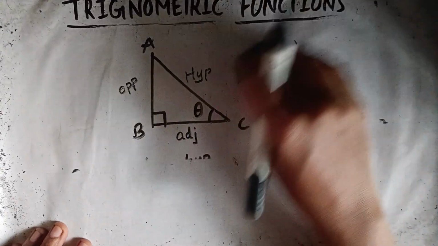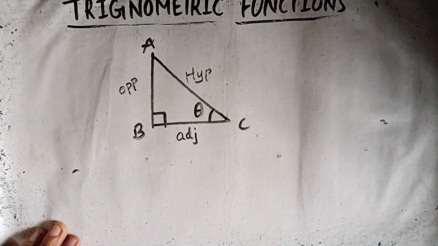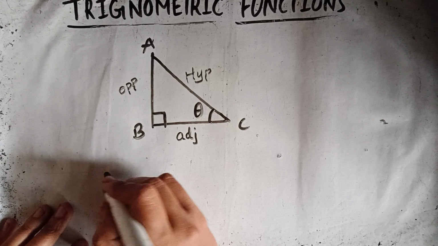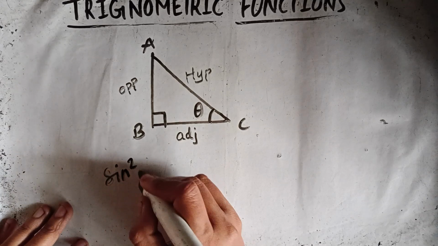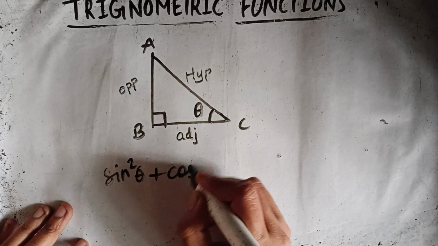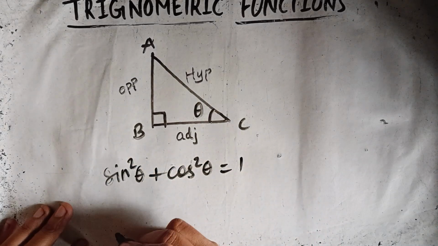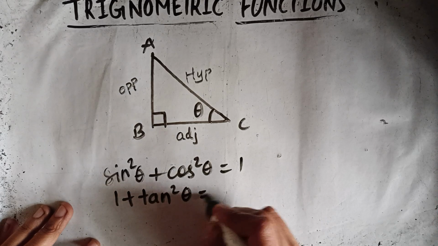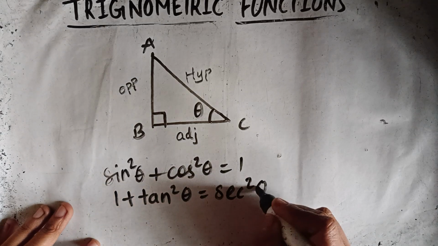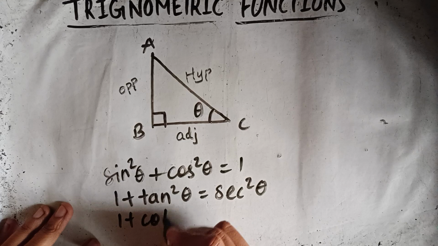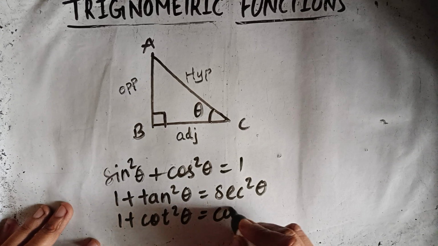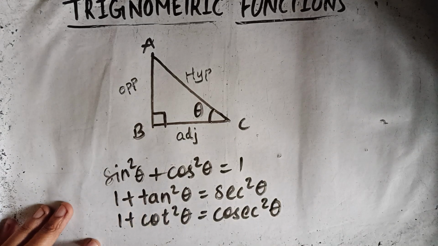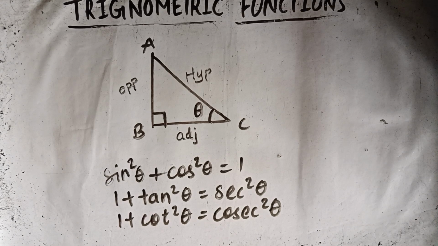Then we have done some identities. Three identities were there in 10th standard: sin square theta plus cos square theta is 1. 1 plus tan square theta is sec square theta. And 1 plus cot square theta is cosec square theta. So you have to keep this in mind.